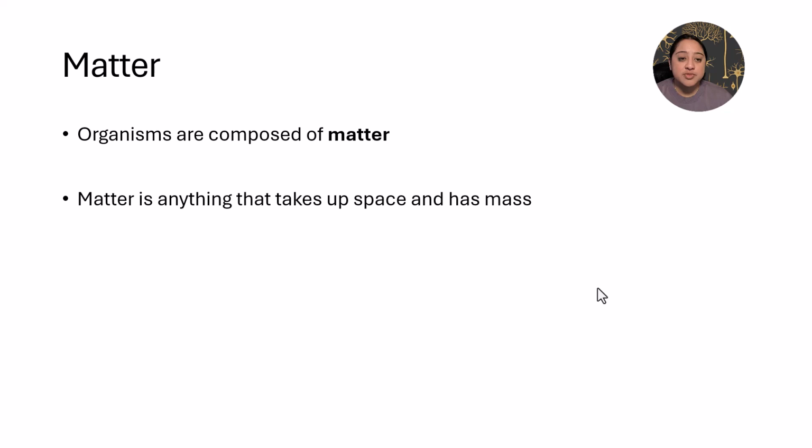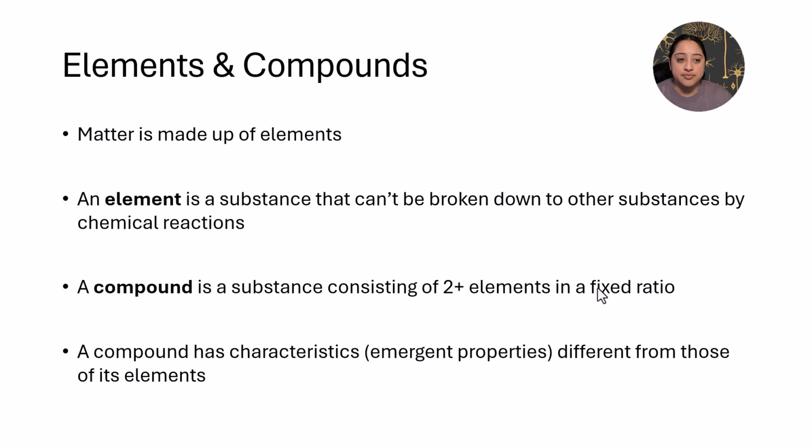So organisms are composed of matter. Matter is anything that takes up space and has mass. And matter is made up of elements. So anything that has mass and takes up space is made of elements. To define an element, you may have heard of the periodic table of elements, but if you haven't taken a chemistry class or it's been a long time, this might be a refresher.